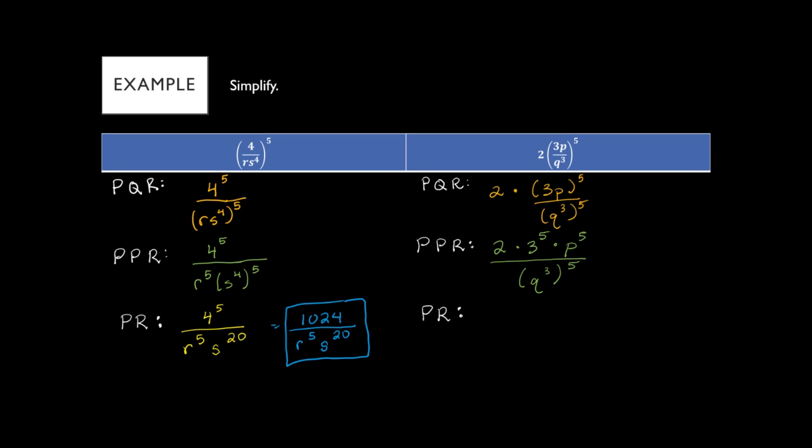So I'm going to do the power rule in the denominator, where I have the q to the third to the fifth. I need to multiply those exponents. So I have 2 times 3 to the fifth, p to the fifth over, and then I multiply the exponents. 3 times 5 is 15.